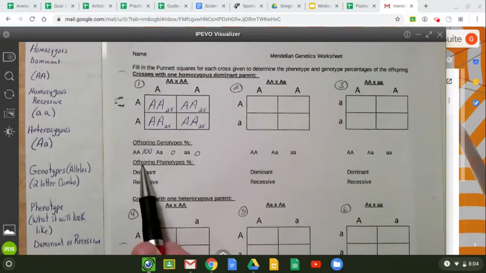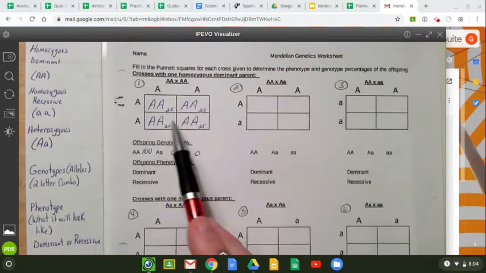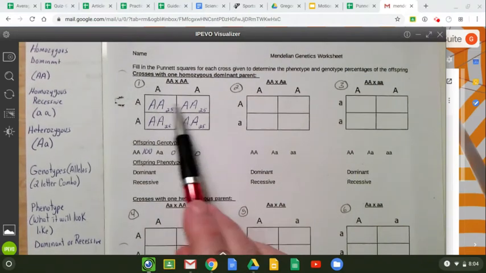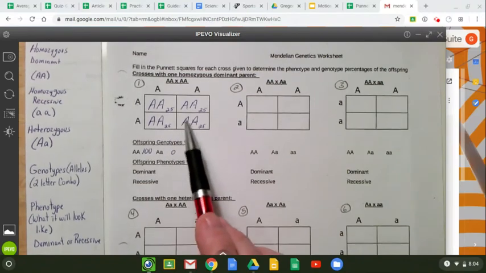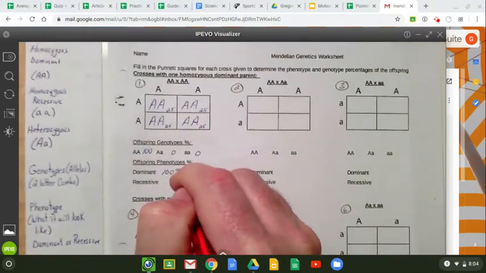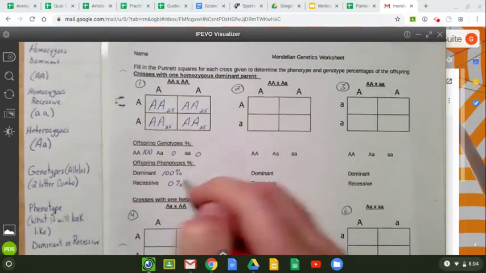Now, offspring phenotype percentage. What percentage of their offspring is going to be dominant? Well, let's take a look. In each square there's at least 1 capital letter represented. Therefore, we see in this square 100% dominant, 0% recessive.